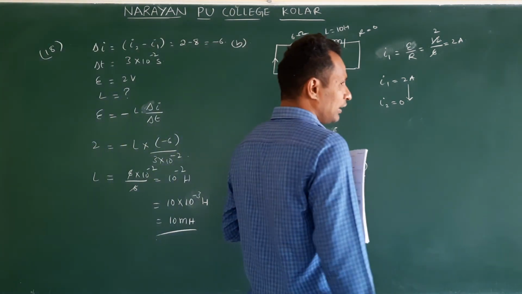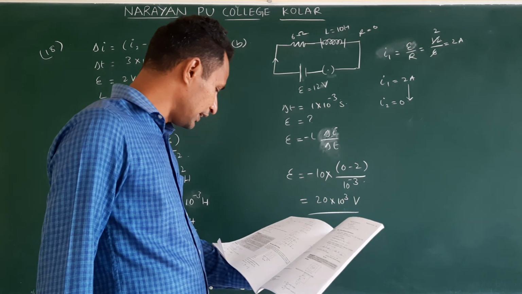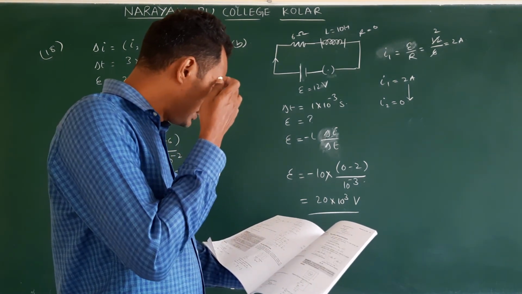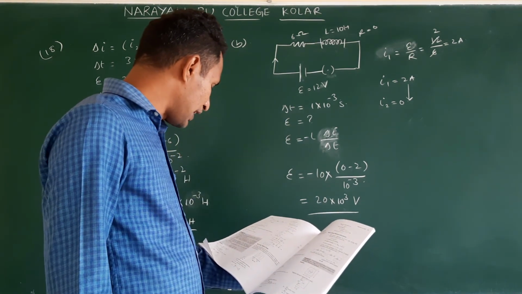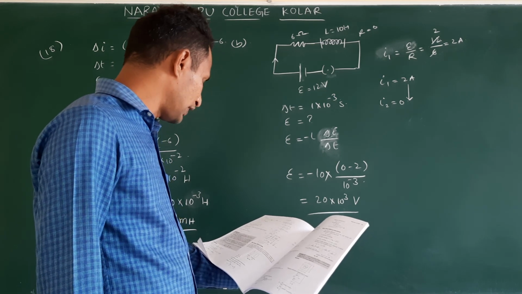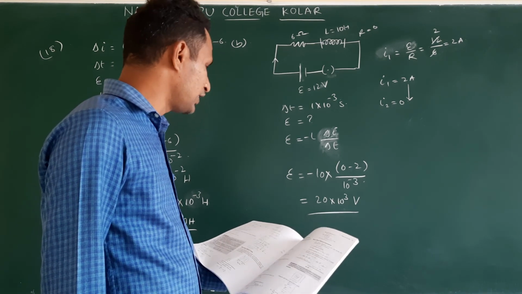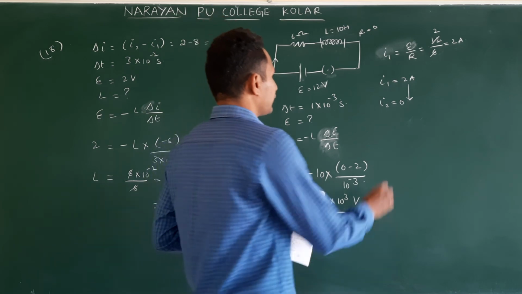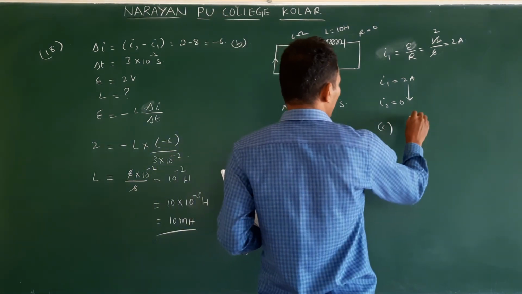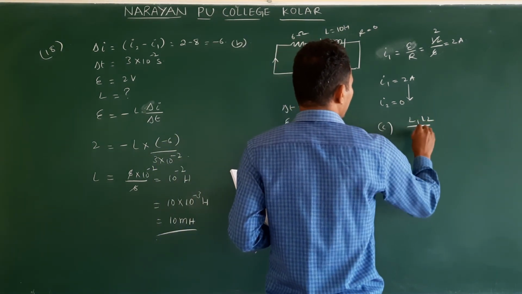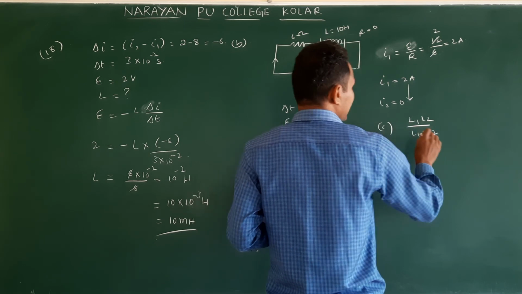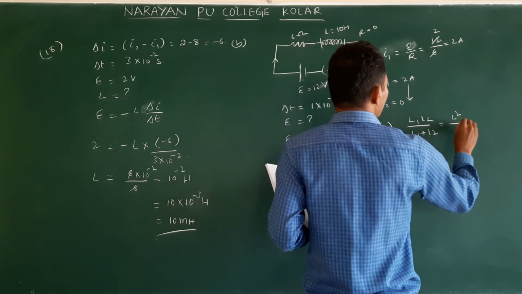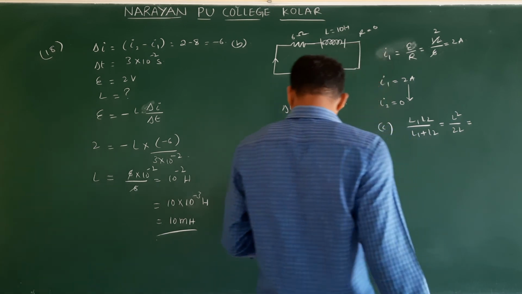So they are equal. They mentioned two equivalent inductors. Clear? When they are connected in parallel, effective is 2.4. When they are connected in series, effective is 10. Parallel combination is L1 L2 by L1 plus L2. Inductors are the same, so this is equal to L square by 2L.